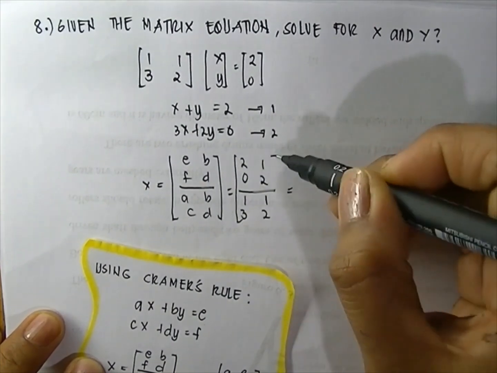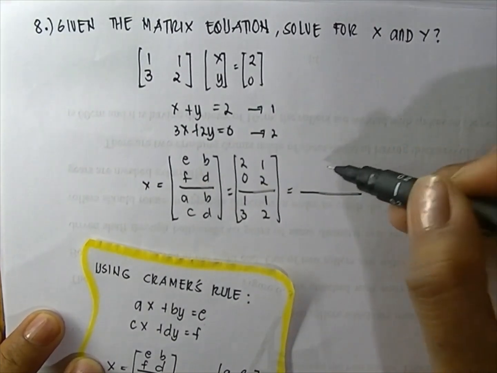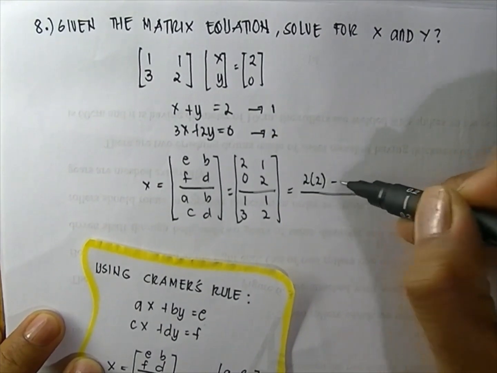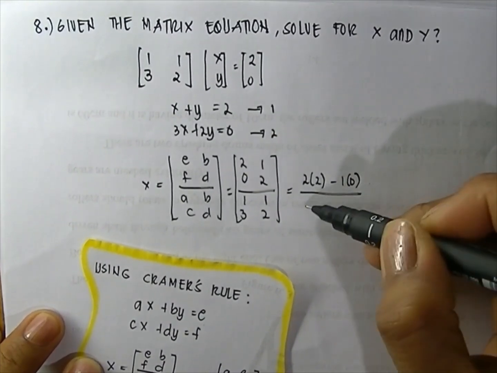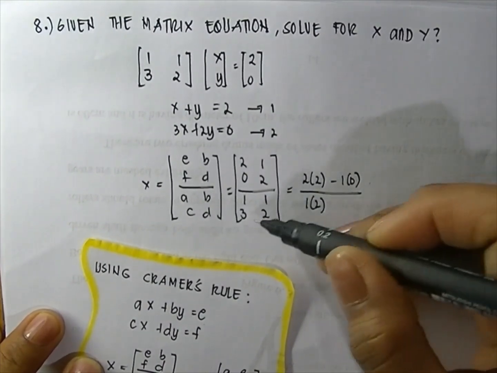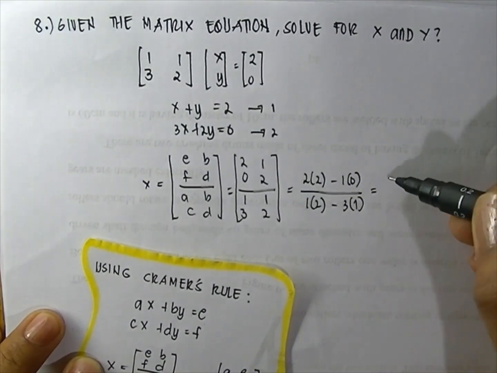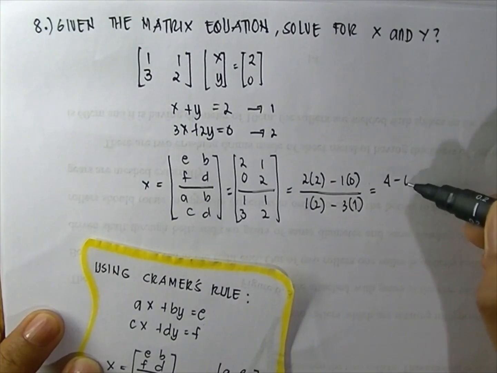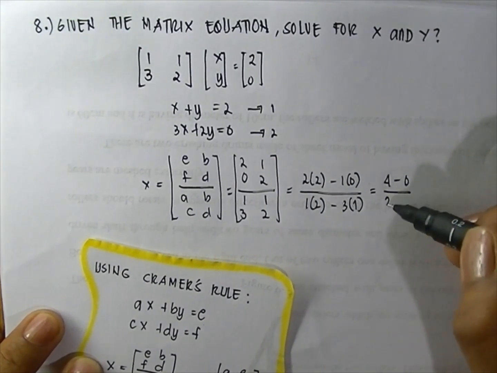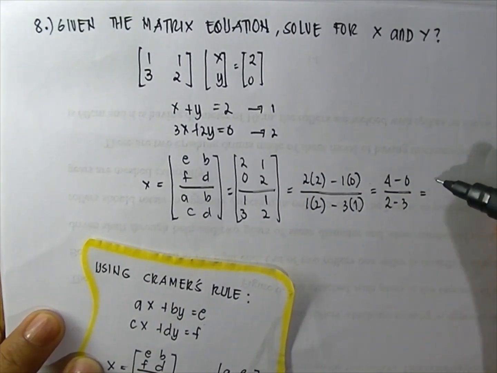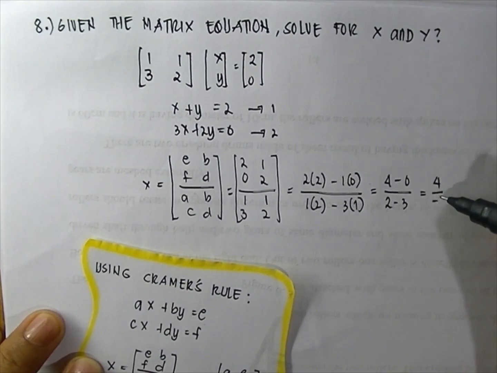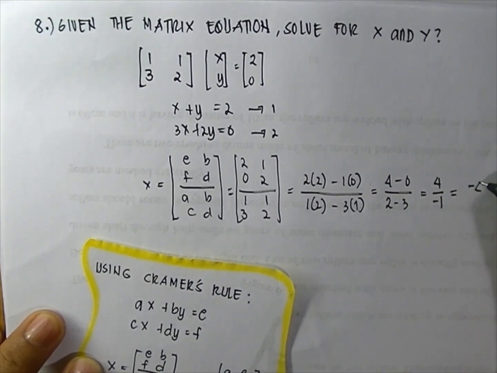So, x is 2 times 2 less 1 times 0, over 1 times 2 less 3 times 1. Therefore, 4 less 0 over 2 less 3, 4 over negative 1. Therefore, x is negative 4.